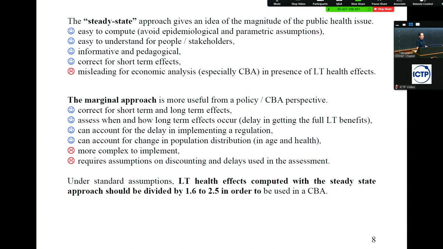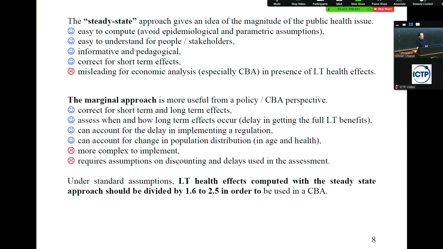The steady-state approach, the idea is that quickly you get a broad idea of the magnitude of the public health issue. It's easy to compute, it's easy to understand, it's informative and pedagogical. It's correct, as we have seen, for the short-term effects, but for long-term health effects, it may be misleading, especially if you conduct a cost-benefit analysis, because the costs of the policy that is going to be implemented to reduce air pollution are going to be observed right now, but the benefits are going to be fully observed in 20, 30 years. So this may be misleading for the long-term effects.